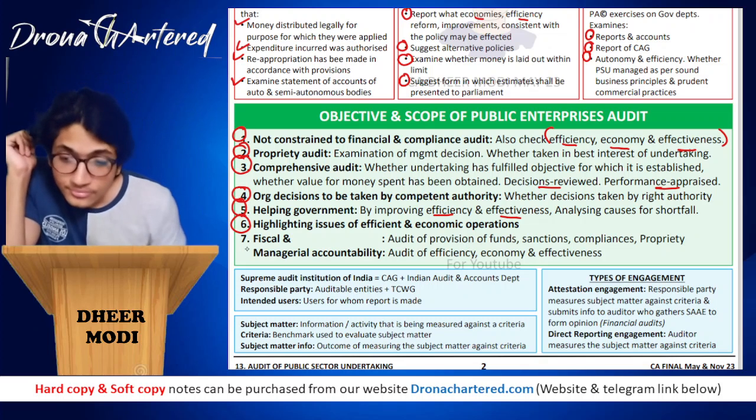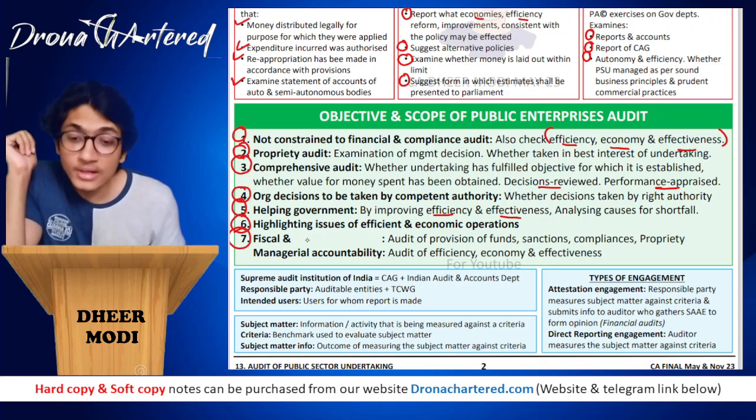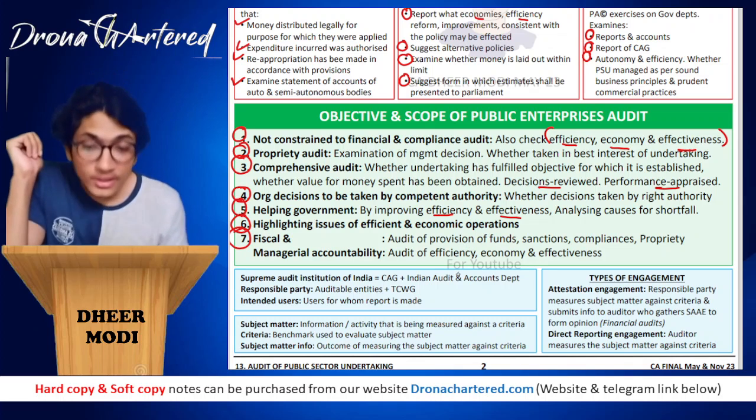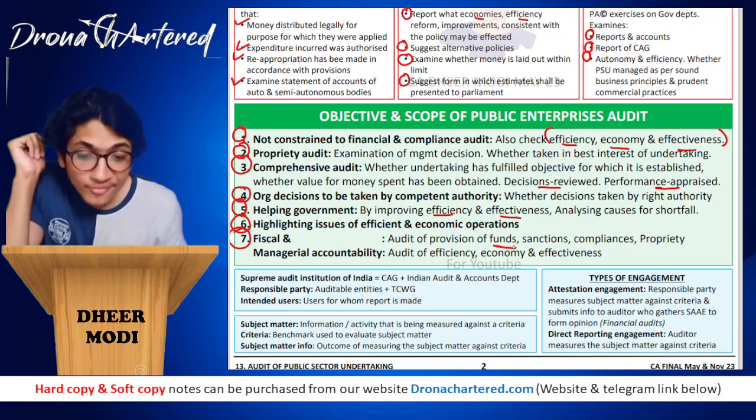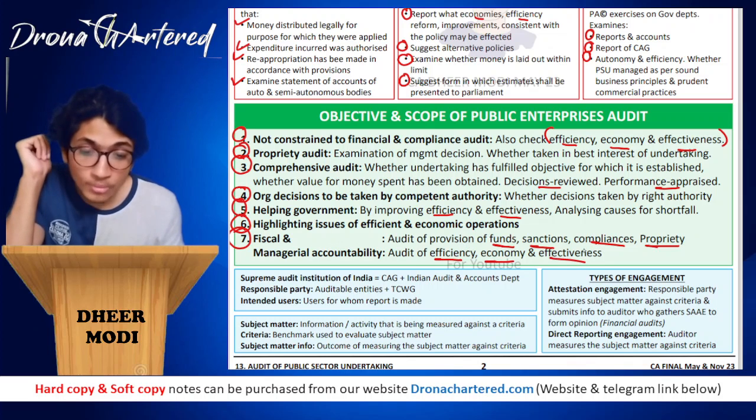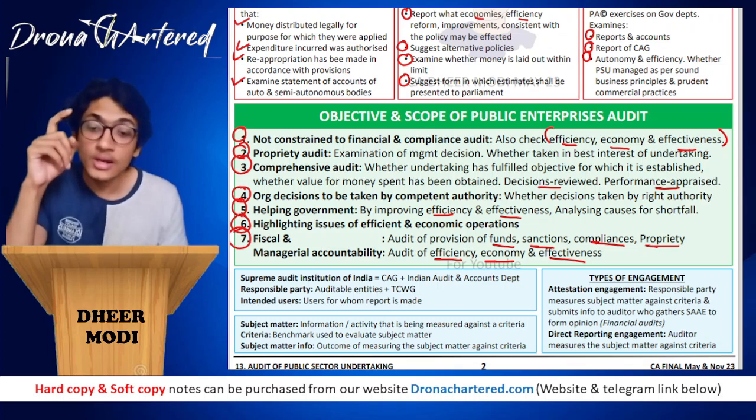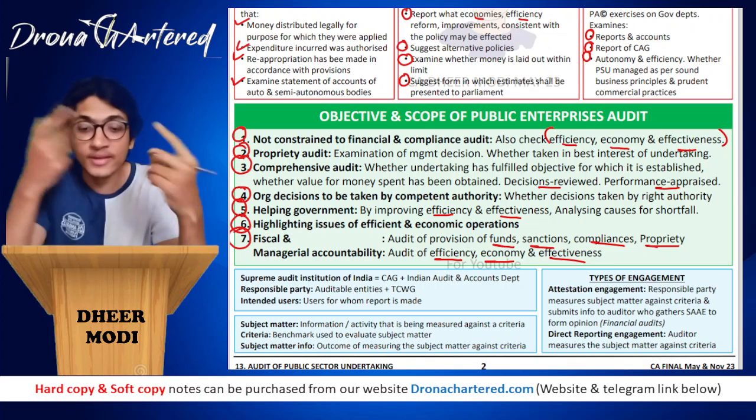Okay. Next is your fiscal and managerial accountability. So under fiscal, audit of provision of funds, sanctions, compliances, and propriety. However, under managerial accountability, it is audit of efficiency, economy, and effectiveness. So under fiscal, you will check the provision of funds, sanction, et cetera.